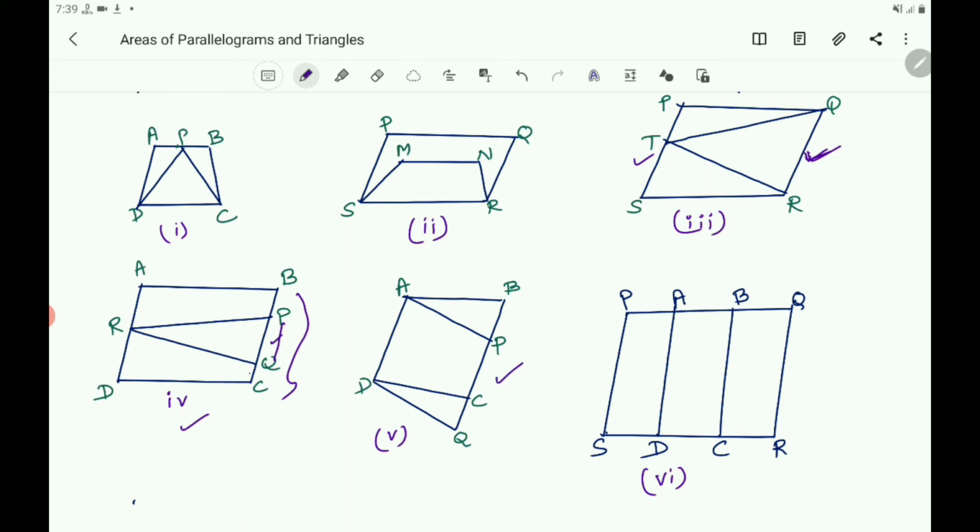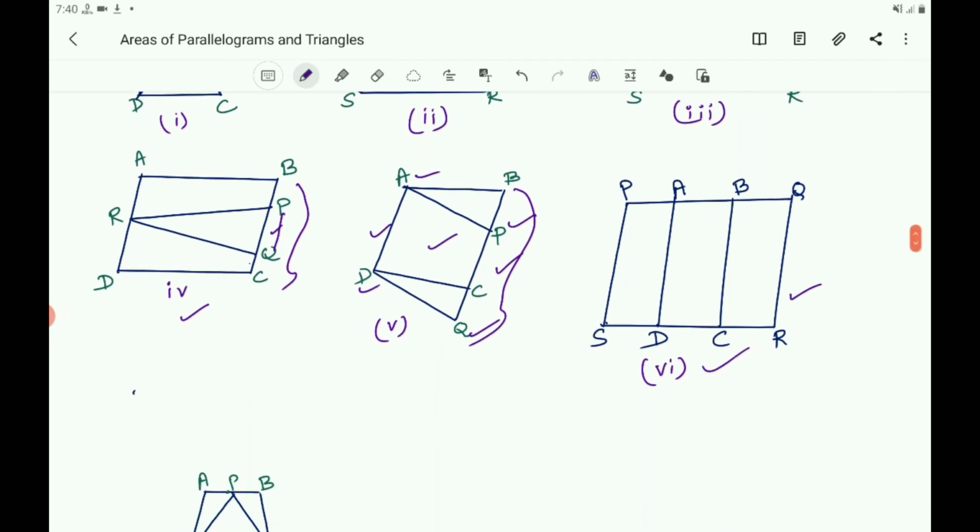Now you take this figure. In this figure, APQD is a parallelogram and ABCD is a parallelogram. They are on the same base AD and between the same parallels BQ and AD. So you can say that they are the figures on the same base and between the same parallels. In this figure, figures are not on the same base and between the same parallels. So you write the answer.